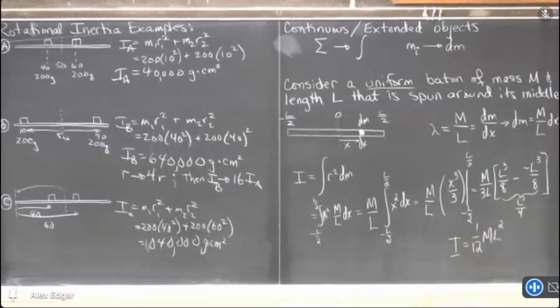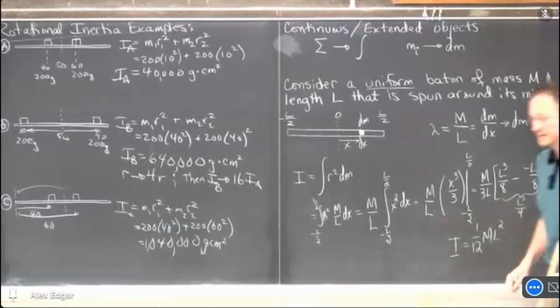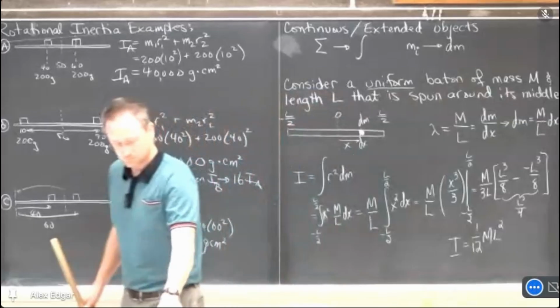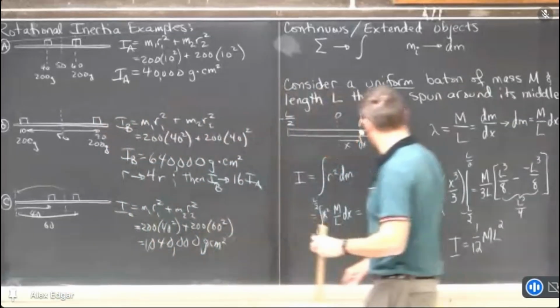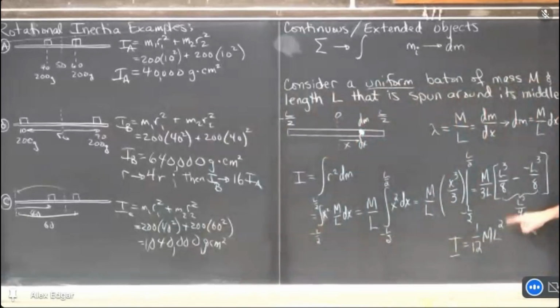Now, does it follow the correct form where we have a mass times a distance squared? Yes, it does. Good. And then we have some fraction out front, right? All rotational inertias are going to follow this. They're going to have some fraction out front, and then a mass, and then either a length, in the case of a stick, or a radius, in the case of something round, squared, and the radius has to be squared.